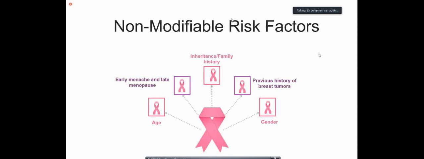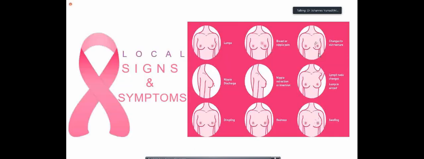Now, please, the next slide. So basically, that's it on the non-modifiable risk factors. Some signs and symptoms of breast cancer. I just grouped them into two. We have the local signs and then the metastatic signs.